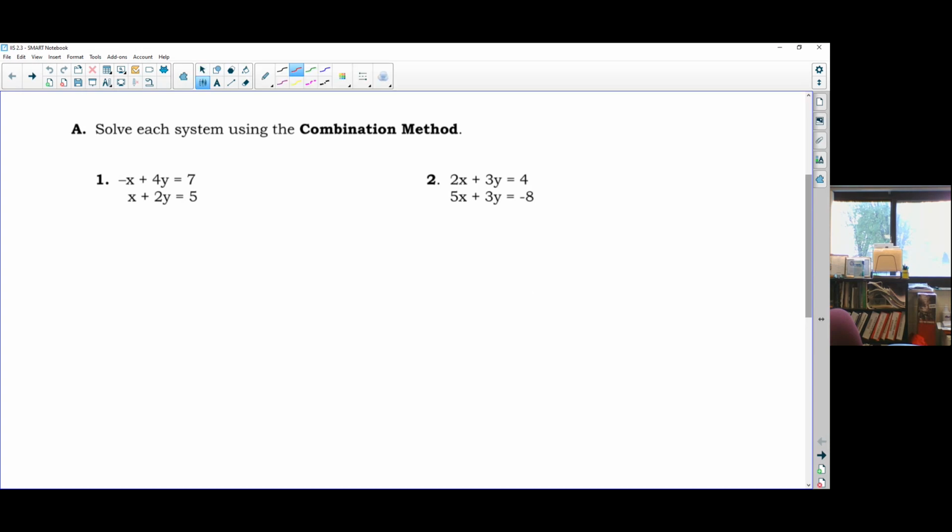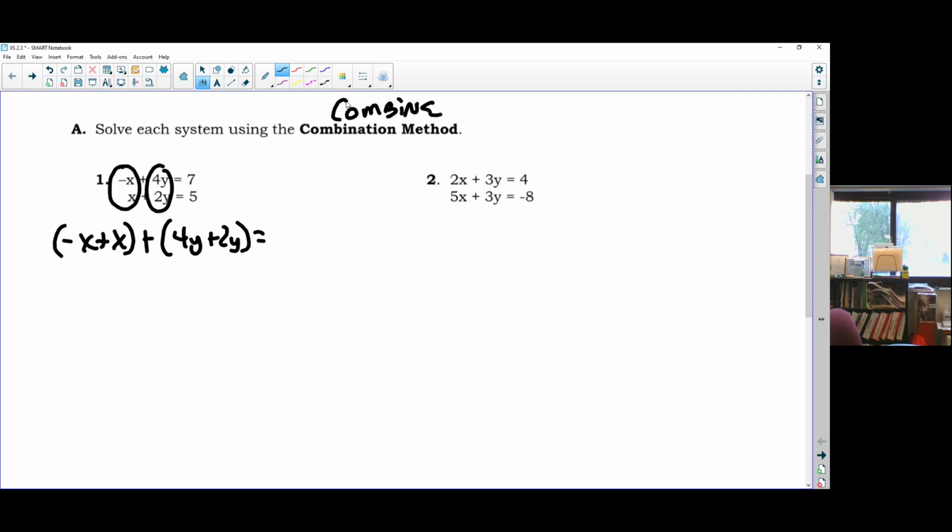So combination, think of the word combine, okay? That's what we're going to do. We are going to combine things by adding. So, for example, we combine the x's, right? So you have negative x plus x, and then we have the plus sign, and then the next set, which is 4y plus 2y, and that's going to equal the next set, which is 7 plus 5. So we're going to combine all the like terms of the standard form.